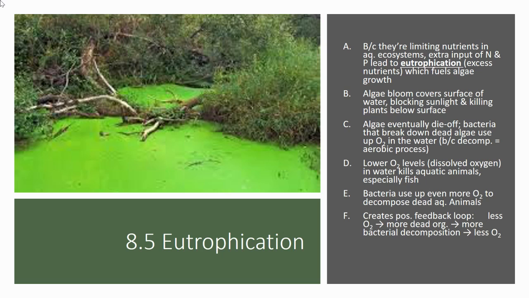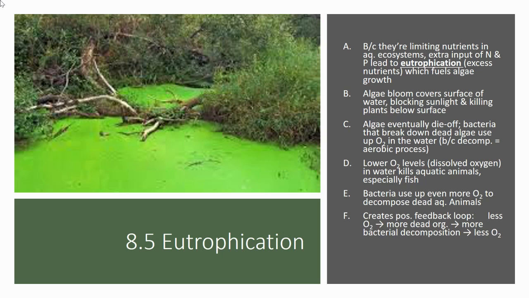So here we go. 8.5 is all about eutrophication. I know we've discussed eutrophication many times this year, but it is another very important topic in AP Environmental Science, especially in Unit 8. We know that eutrophication is oftentimes caused by two types of nutrients, and that is nitrogen as well as phosphorus. And remember, it is both nitrogen and phosphorus that are actually limiting nutrients for plant life.